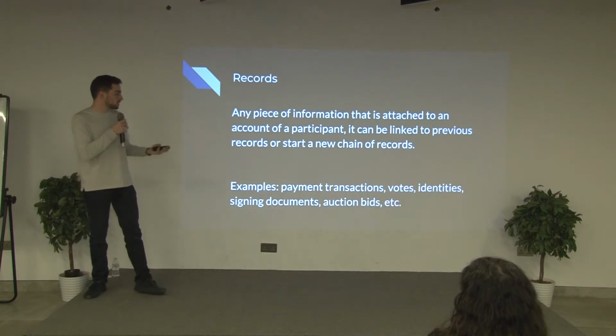So what are records? Records, as I said, are really any piece of information attached to an account. They can be created based on previous records or start a new chain of records. The vagueness of this definition actually covers what I believe is the breadth of what a record can be on a blockchain. It could be identities, it can be voting, transactions like we know in cryptocurrencies. You could attach it to electricity use, as we'll see later in this lecture.